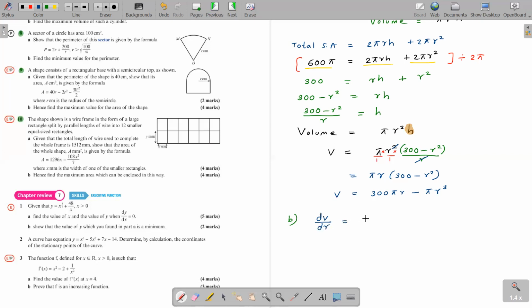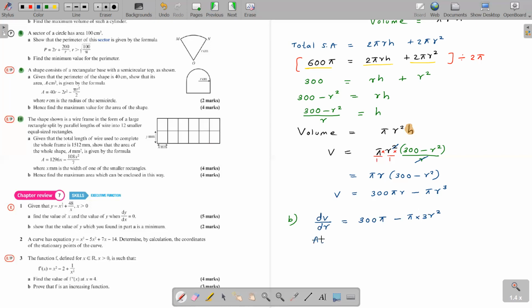There are two parts here. 300 pi is a constant, so differentiating the r, you get 1. So 300 pi r differentiates to 300 pi, minus the derivative of pi r cube. Pi is a constant, pi stays. R cube differentiation is 3r square. You see, r cube differentiation is 3r square.